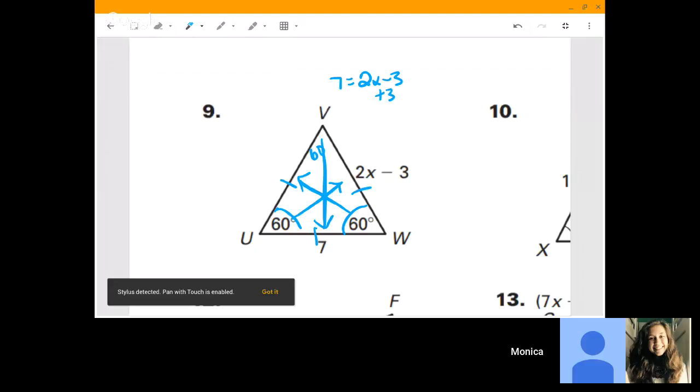So we'll add 3 to both sides and get 10 equals 2x. And then divide both sides by 2 and get x equals 5. Does that make sense? You're welcome.